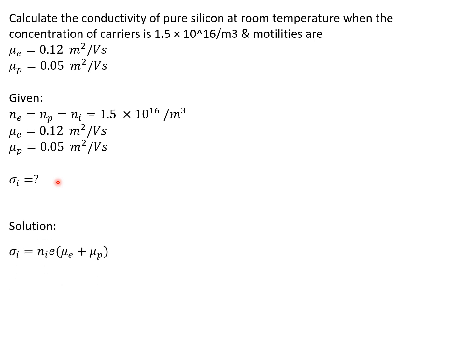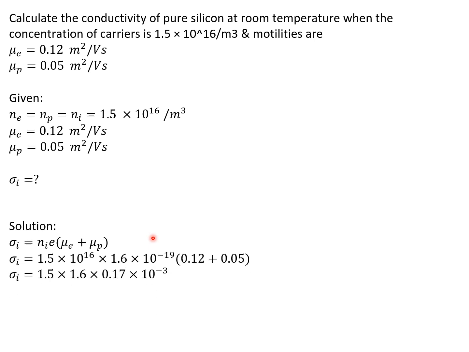Let us solve it. The formula for conductivity, sigma I, is Ni into e in bracket mu E plus mu P. We need to do nothing but only put in values and calculate the answer. So these values are put here and we will arrive at the answer. Sigma I is equal to 4.1 into 10 raised to minus 4 mho per meter.